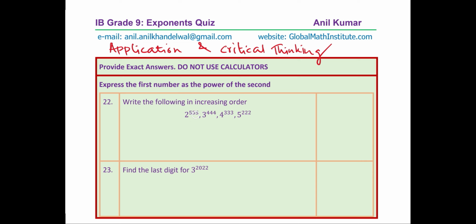2 to the power of 555, 3 to the power of 444, 4 to the power of 333, 5 to the power of 222. You have to write them in increasing order, lowest first. Question 23. Find the last digit of 3 to the power of 2022. Very interesting question, seen in many test papers. You have to see the pattern to answer this particular question. Correct? Now, these are 3 marks each.